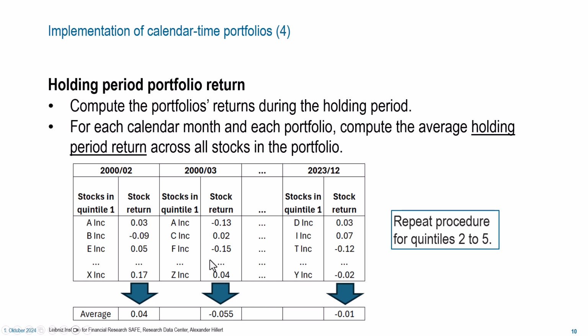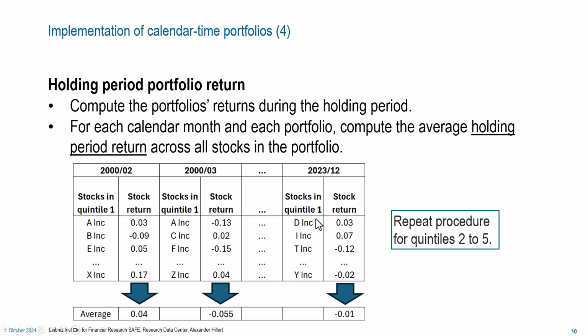Again, we take the average of the individual stock returns of all stocks in quintile 1 in March 2000, and we get a return of minus 5.5%. Then we do the same for all months up to December 2023, where we have now a completely different set of stocks in our portfolio, and again a slightly negative return with -1%.